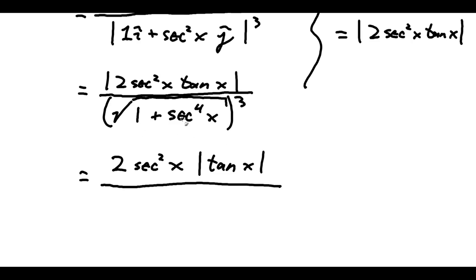Now we're dividing by this stuff. The easiest thing to do would be to turn the radical into an exponent, so we can clean that up just a little bit and say that this is 1 plus secant to the fourth x to the 3/2 power. And that would be our curvature.